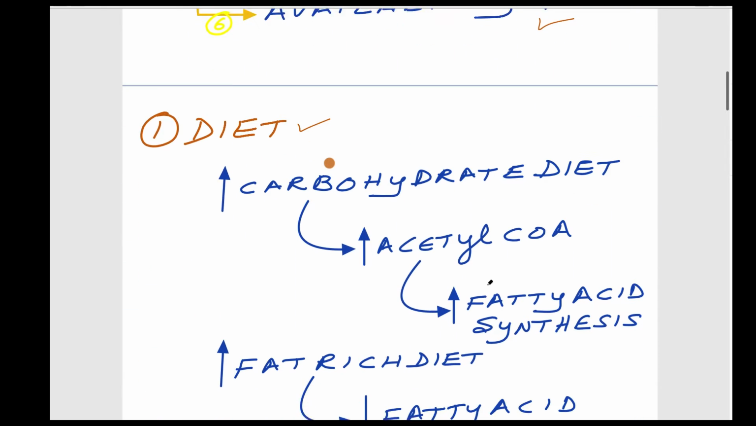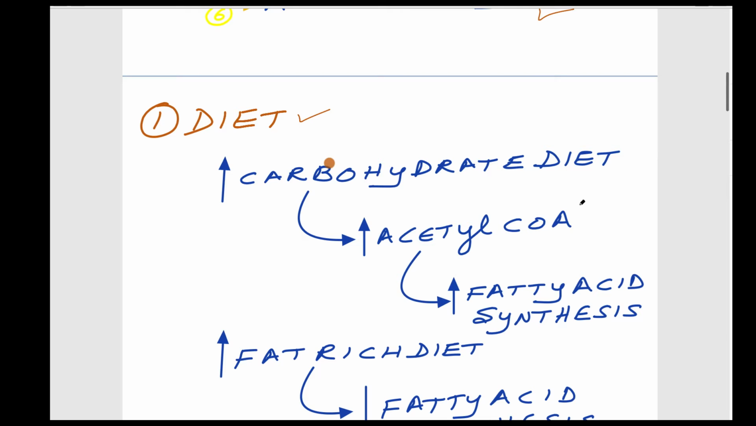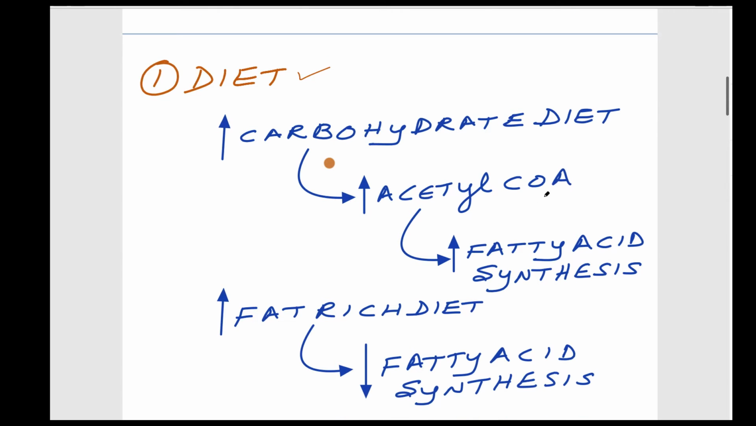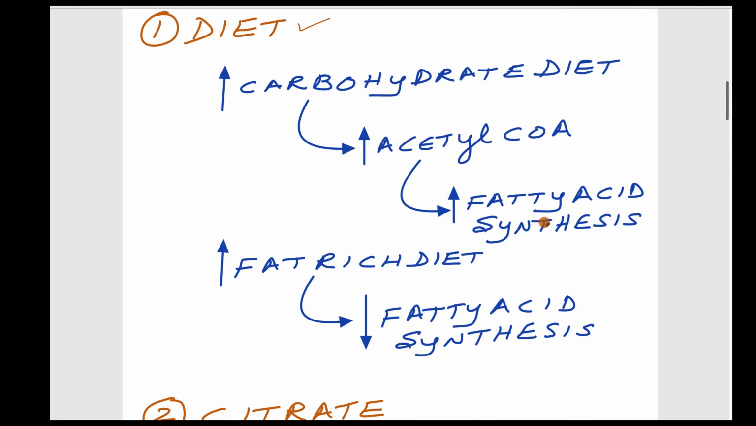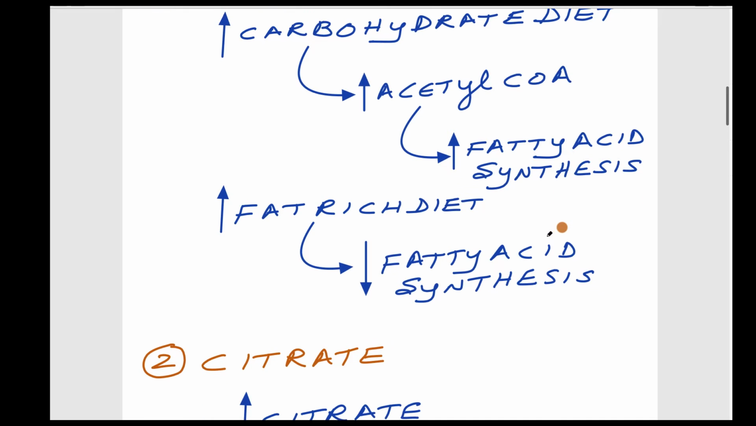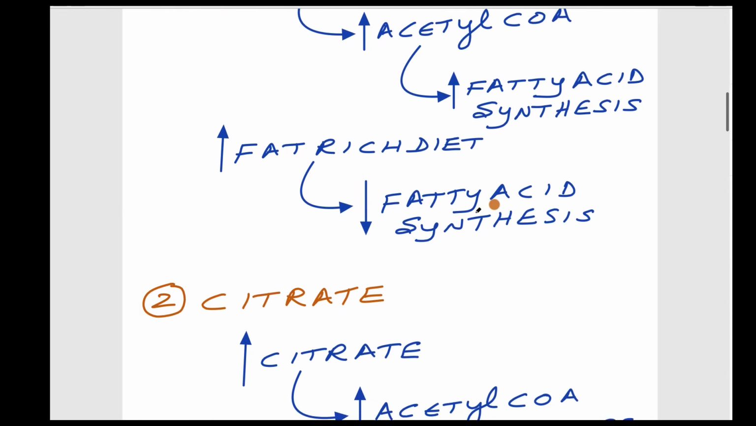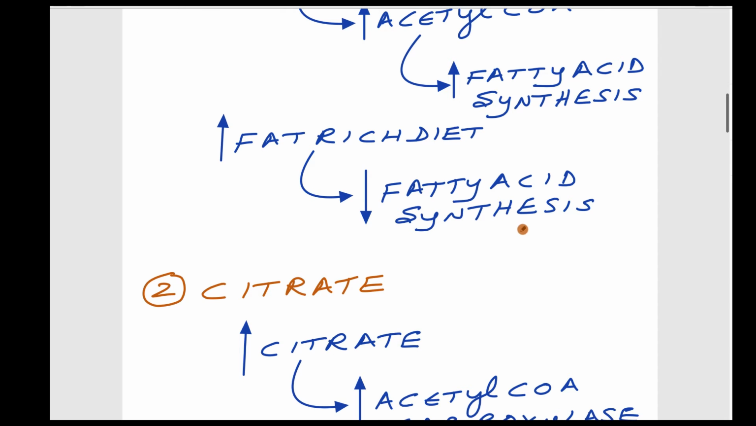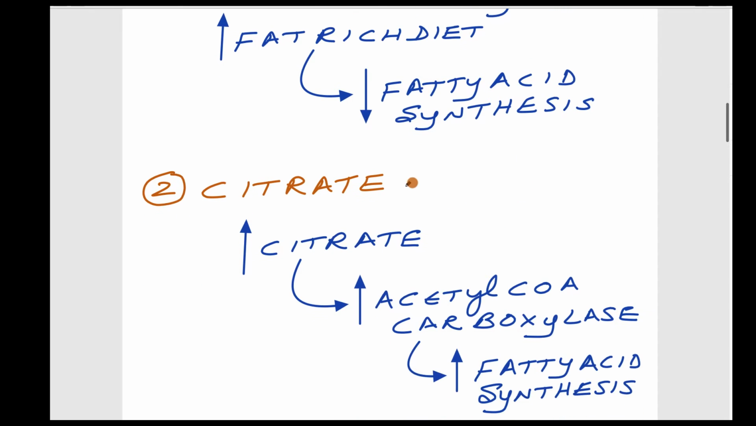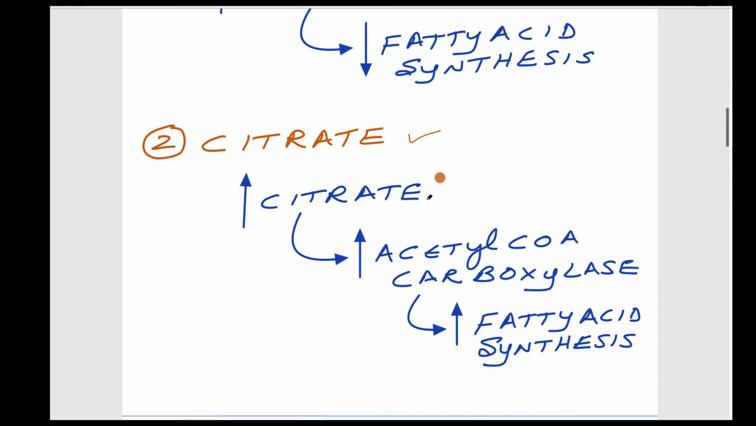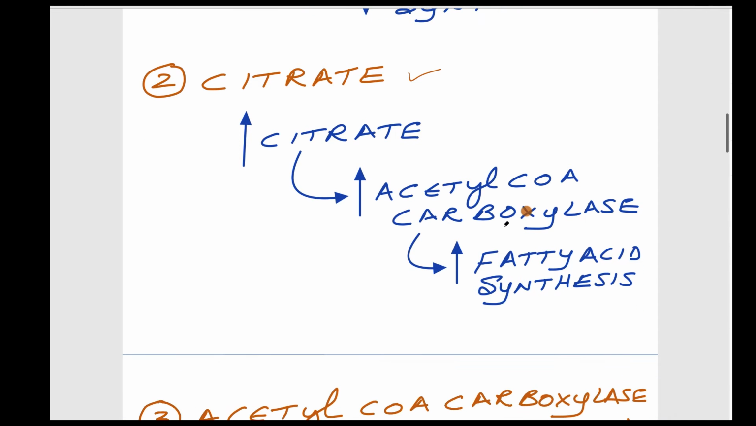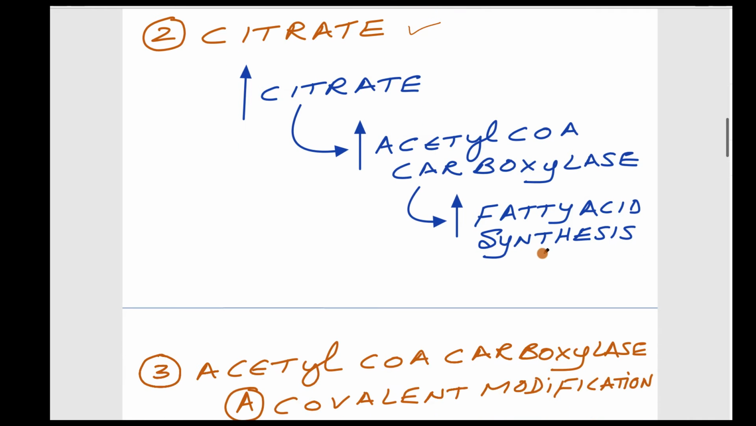Diet: an increased carbohydrate diet increases acetyl coenzyme A, so fatty acid synthesis increases. A fat-rich diet has the opposing effect; it decreases fatty acid synthesis. The next one is citrate. Increased citrate increases acetyl-CoA carboxylase enzyme activity and increases fatty acid synthesis.